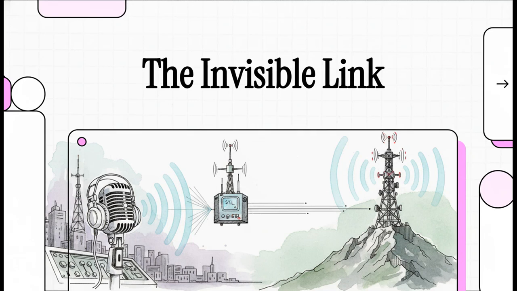Have you ever really thought about how the voice from a radio studio, maybe somewhere downtown, actually gets to that big transmitter on a faraway mountaintop? It's not magic, believe it or not. It's all thanks to this supercritical piece of tech called the Studio to Transmitter Link, or STL for short. And that's what we're going to explore. This invisible but absolutely essential connection that makes broadcasting, well, possible.